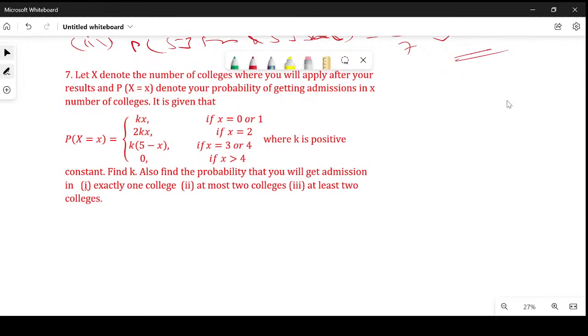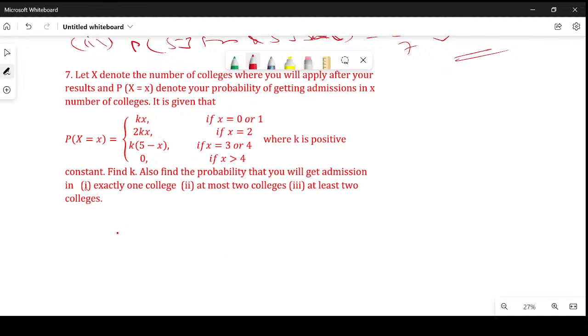Let X denote the number of colleges where you will apply after your results, and P of X equal to X denote your probability of getting admission in X number of colleges. It is given that P of X equal to kX, where k is a positive constant. Find k. That is the first question. Also find the probability that you will get admission in exactly one college, at most two colleges, at least two colleges. You should be familiar with at most and at least. The problem is simple only.